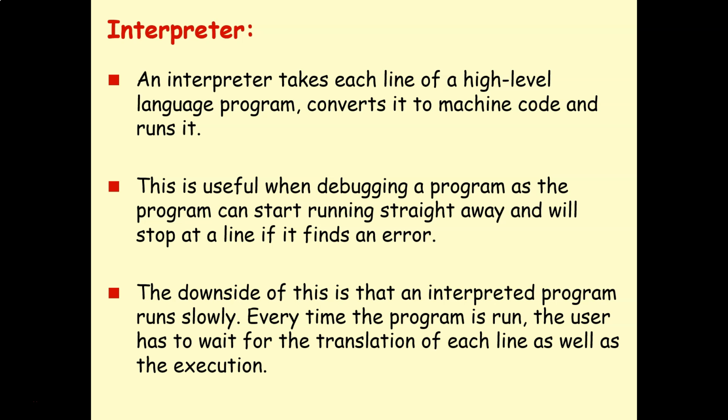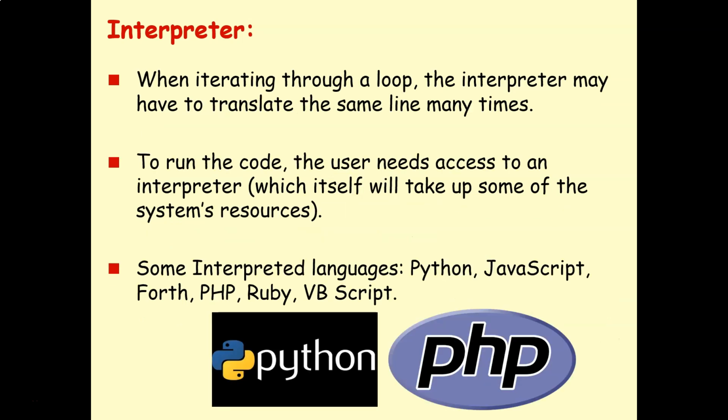The downside of this is that an interpreted program runs slowly. Every time the program is run, the user has to wait for the translation of each line as well as the execution. So when iterating through a loop, the interpreter may have to translate the same line many times. To run the code, the user needs access to an interpreter, which itself will take up some of the system's resources, as in CPU clock cycles, memory, RAM, and storage. There's a huge selection of interpreted languages: Python, JavaScript, PHP, Ruby. There's lots of interpreted languages out there that we can use.